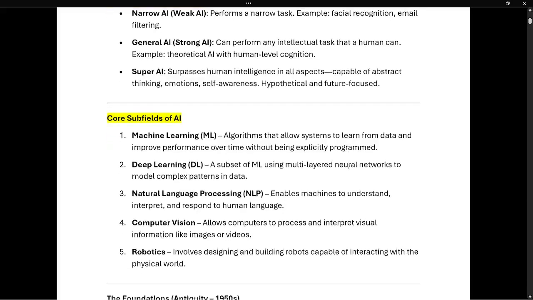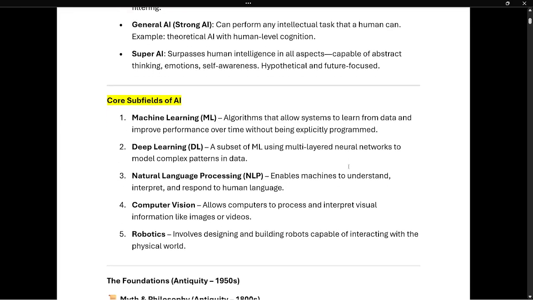Now coming to core subfields of AI. Okay, so AI has different fields. How to start with AI? For that we have to understand machine learning, what is deep learning, what is NLP, what is computer vision, what is robotics. So machine learning is nothing but algorithms that allow a system to learn from the data and improve performance over time without being explicitly programmed.